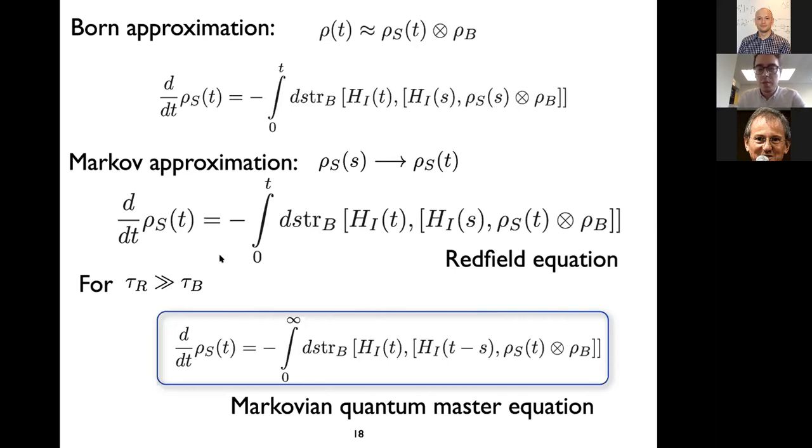So when we make the second part of the Markov approximation, we assume that this timescale governing the system environment interaction is much larger than the timescale governing just the free evolution of the bath. You can intuitively think about this as, similar to the first part of this approximation, neglecting any memory effects. And the way that we do that is that, with the separation of timescales, we can formally extend the limit of integration from t all the way up to infinity.